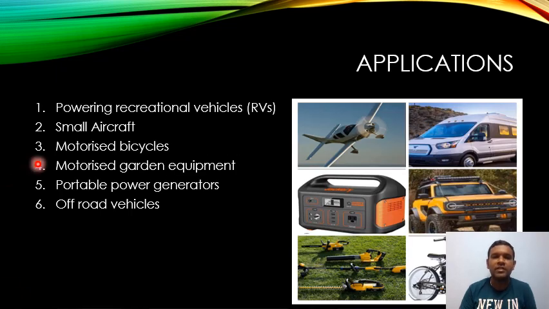Let us look at some of the applications of the four-stroke petrol engines that are used for powering recreational vehicles. They are for small aircrafts. As you see this, smaller aircrafts, they run on petrol engines only. They are used in motorized bicycles. If we can see this image, this is a motorized bicycle. Now it is trending, the electric bicycles are trending, but motorized bicycles are also seen.